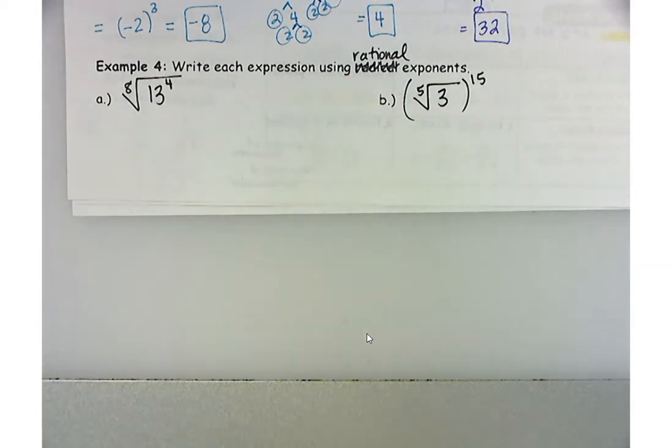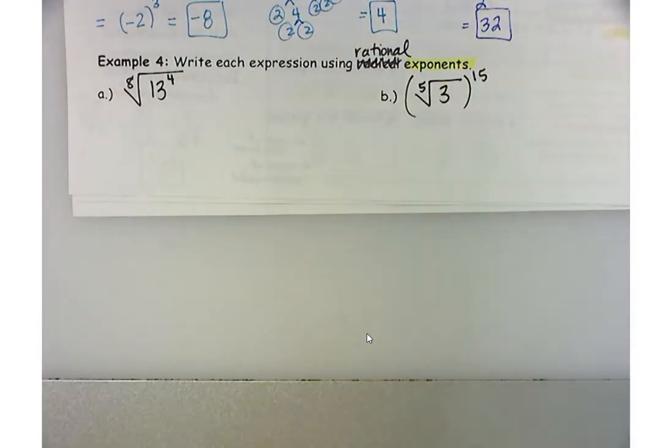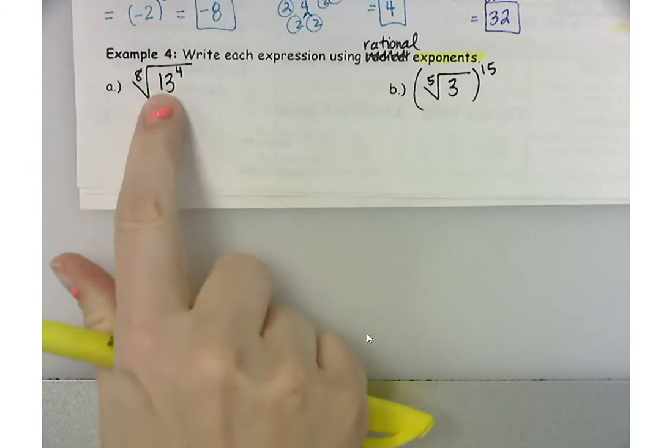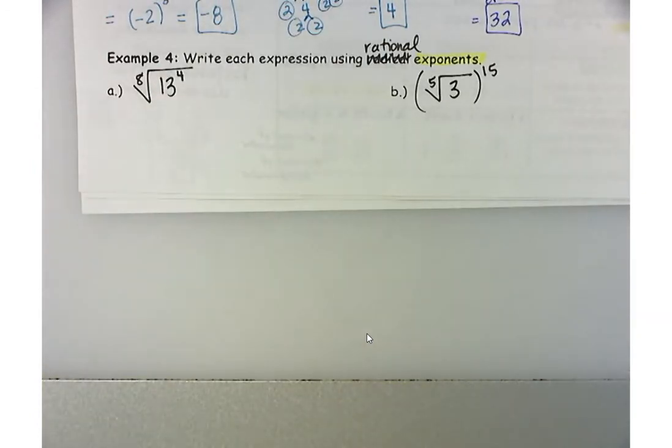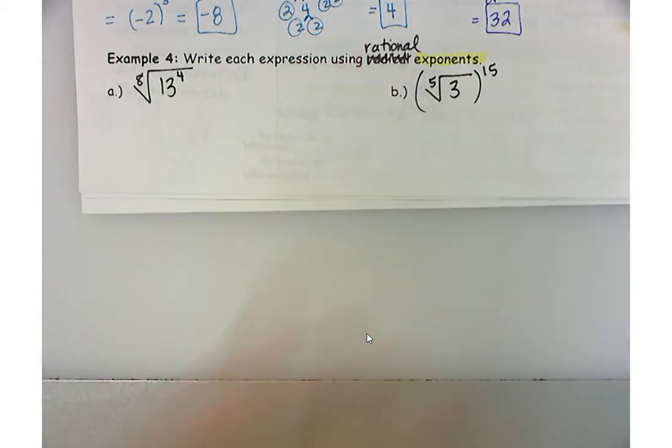All right, so we're finishing 5, 6, and then this says to write each expression using rational exponents. So what we need to do is turn the radical into an exponent, and we know that rational, sometimes we can substitute what word for that? Rational means what? A fraction, yes, okay?